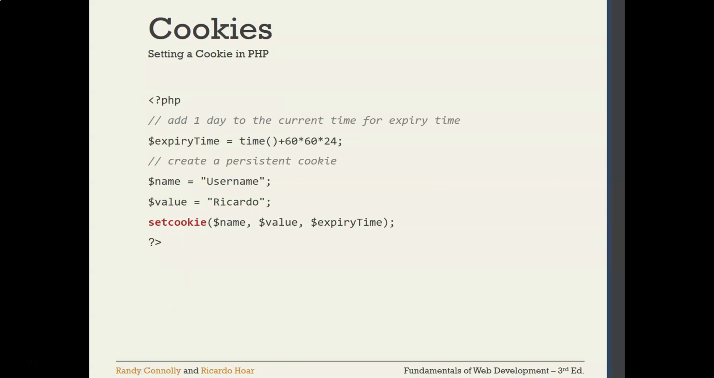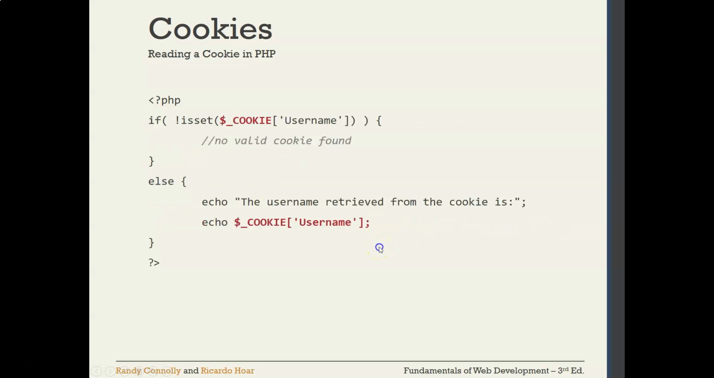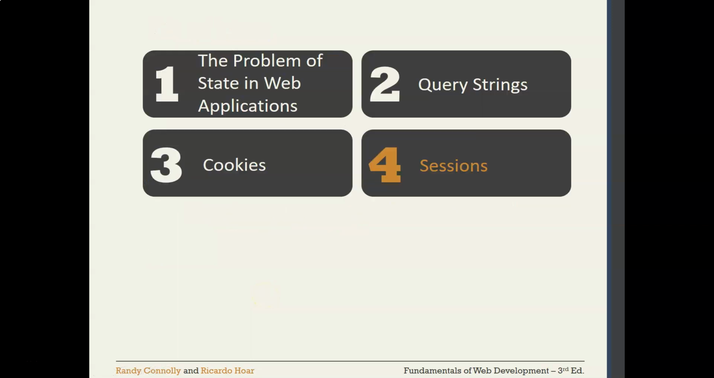Well, how do we set a cookie in PHP? There's a function for it called setcookie, where we can specify a name, a value, an expiry time, and in fact there's a variety of other parameters that we can set. How about reading a cookie? Well, you can see that there's a superglobal array, $_COOKIE, that we can use. We should always check to make sure it exists first, and then we can retrieve it. Interestingly, we're not actually going to use cookies in our assignment. What we're going to use instead is a kind of souped-up cookie called sessions.